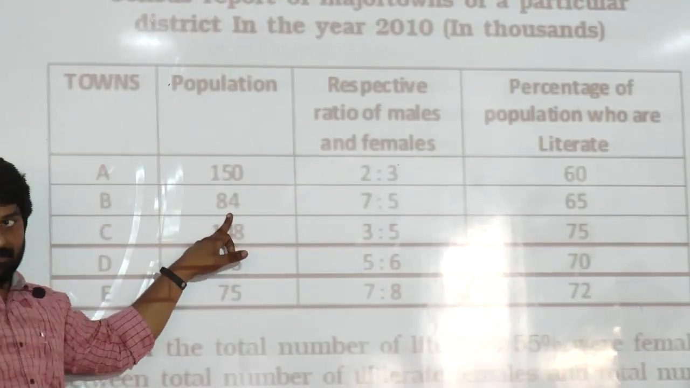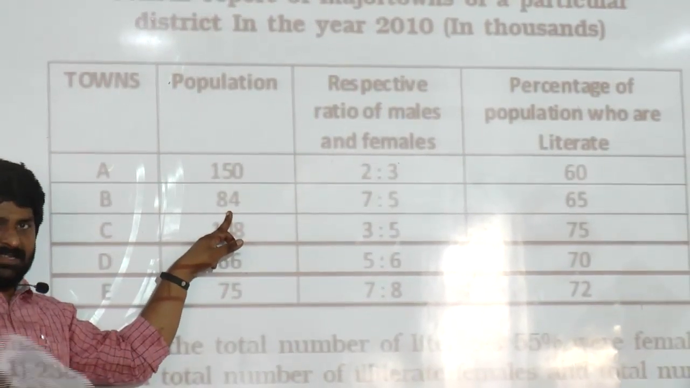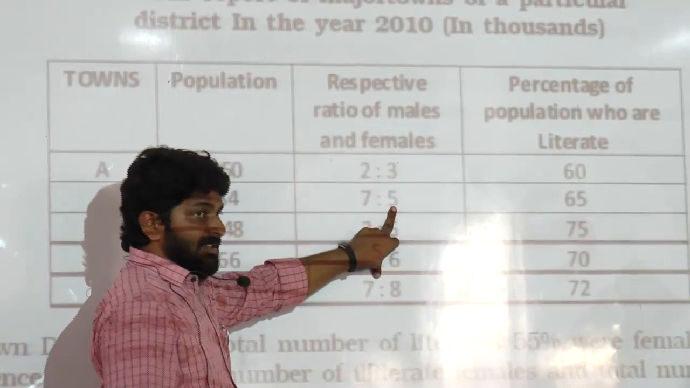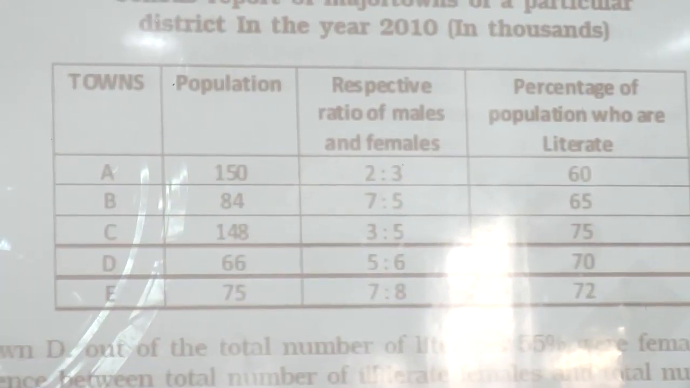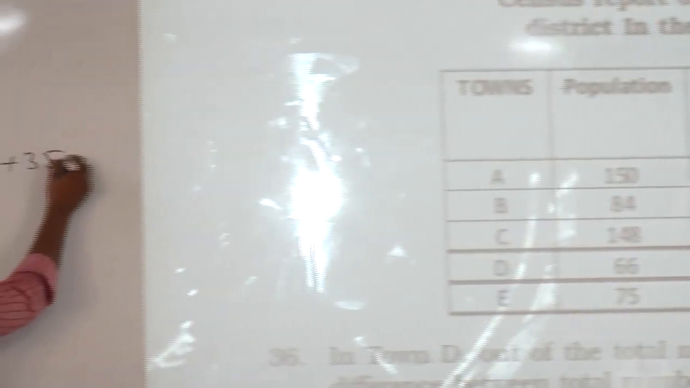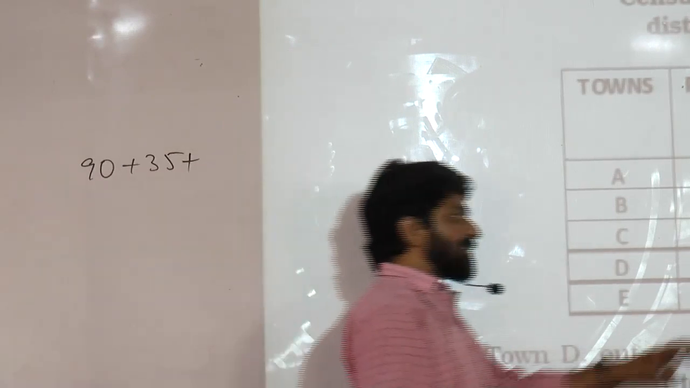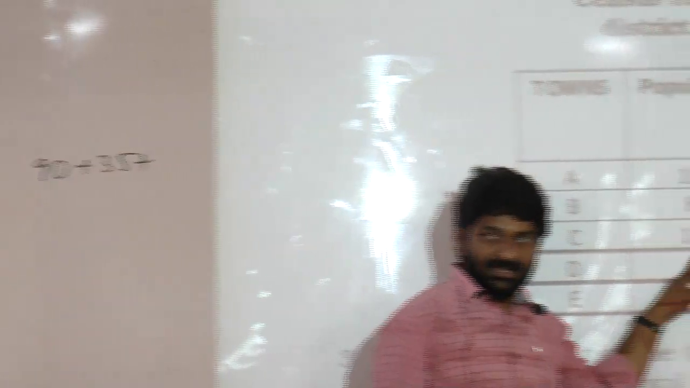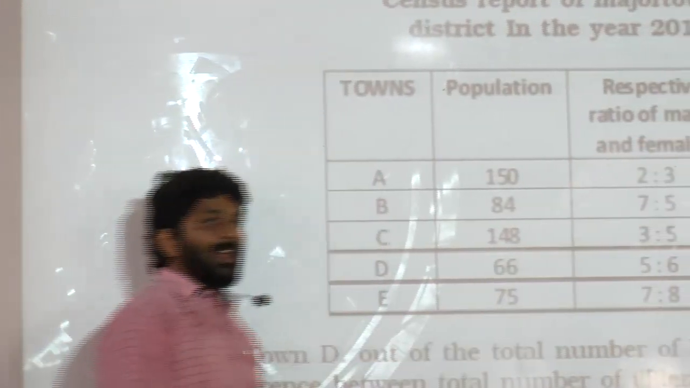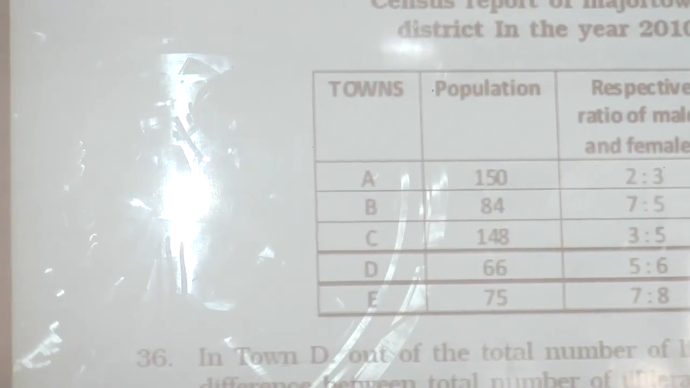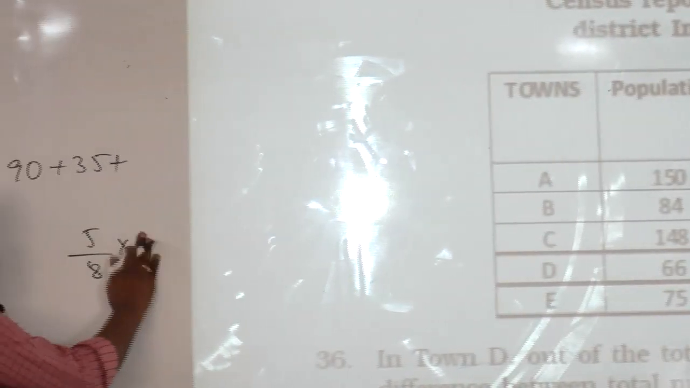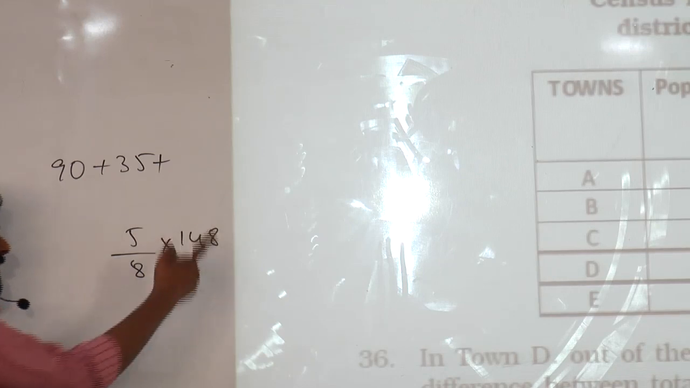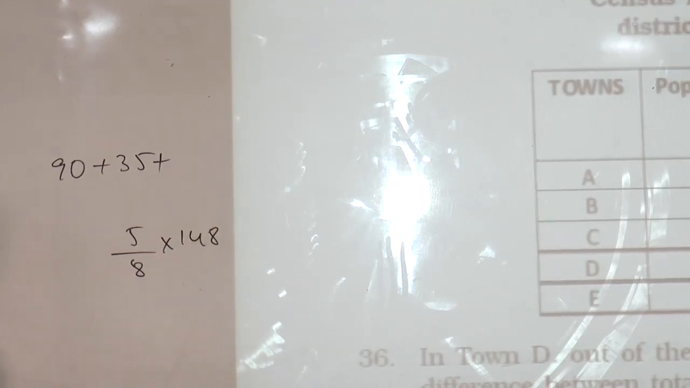12 parts is 84, so 1 part is 7. Females are 5 parts, 7 5s is 35. Plus 35. And from C we have a total of 8 parts, that is equal to 148. Females are 5 parts, so we go for 5 out of 8 into 148, because 148 is not a direct multiple of 8.